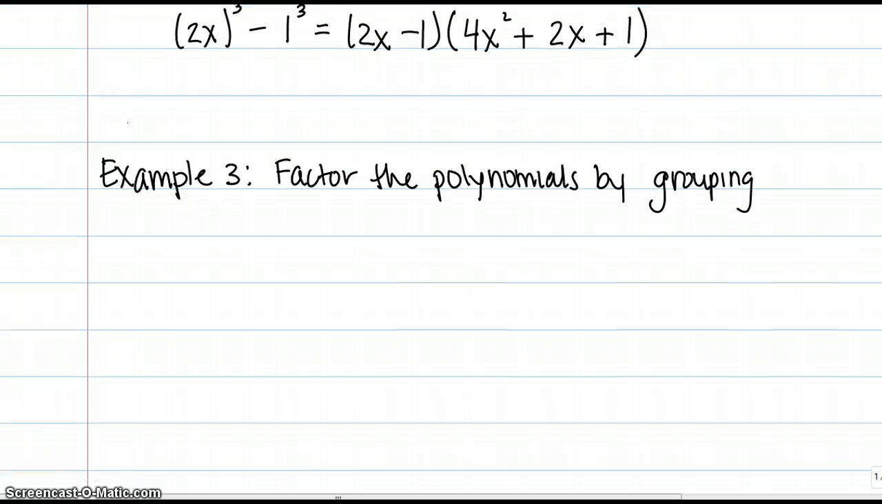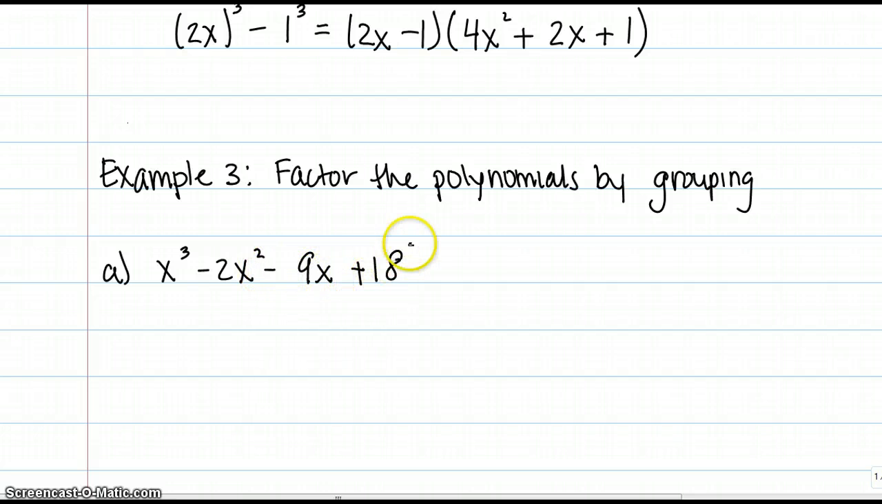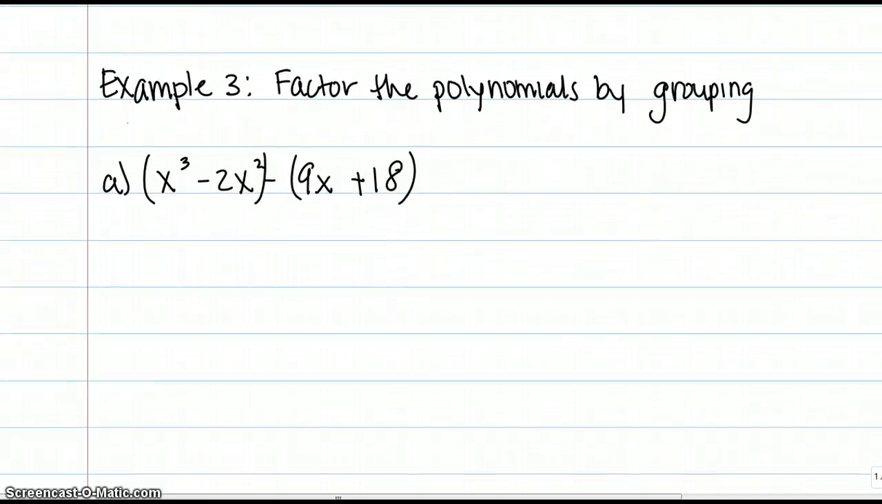So we're doing exactly what it sounds like. My first example is x to the third minus 2x squared minus 9x plus 18. I'm going to factor by grouping. So the first thing I need to do is group my terms. And then I'm going to find the GCF of each term.